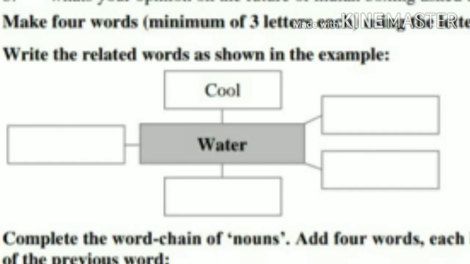Now 5. Write the related words as shown in the example. Look at the question in the question paper. See, in the center the word water is given, and we have to write down the words related to it. Now which word has been given here? Cool. Cool is an adjective or describing word. So in all the empty boxes, what we have to do? We have to write down the adjectives related to water. Okay.